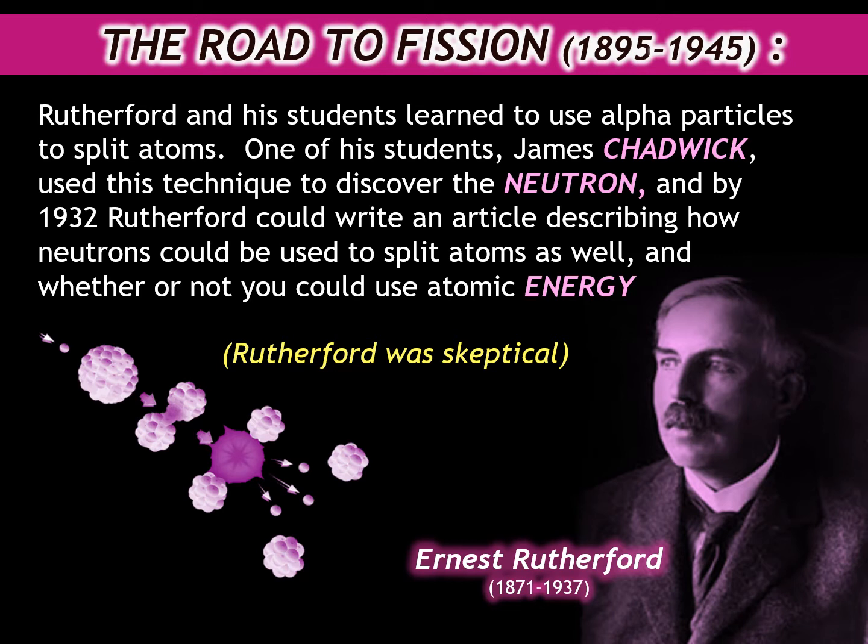And for the next several years, Rutherford and his students continued to use alpha particles to split atoms and do experiments. One of Rutherford's students, a guy named James Chadwick, used a variation of this technique to discover the neutron. And by 1932, Rutherford had been at this for nearly 30 years, and he could write an article about this new discovery of the neutron. And in that article, he could tell you everything else that he and the other Cambridge researchers knew about the atom. And so he wrote this article, and anyone who was interested in this topic read it because it pretty much told you everything that was known.